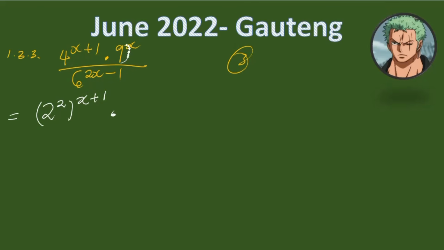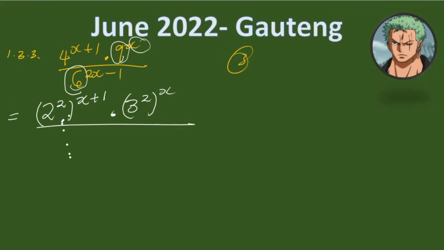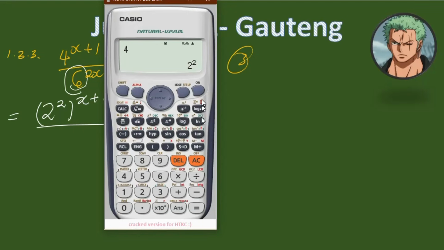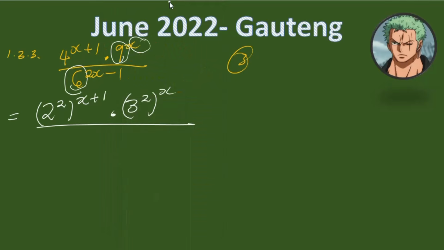And then afterwards, you write 9 in exponential form. What is this? 3 raised to 2. And then you have an x exponent that was there. Right? And afterwards, I have 6. Now, what do I do with the 6? You go to your calculator. You ask the calculator the very same question. 6, shift fact, that is 2 times 3. That is the best they can give you. So you write it that way. 2 multiplied by 3, and all this is raised to 2x minus 1.